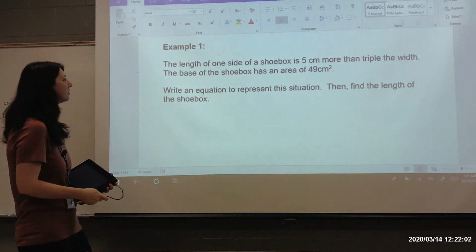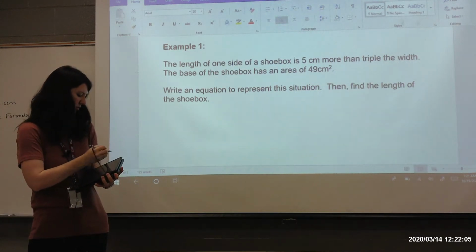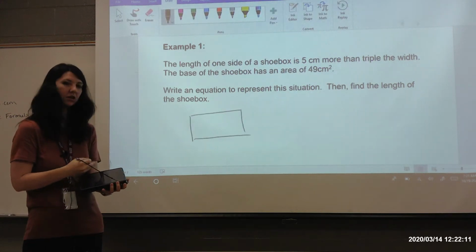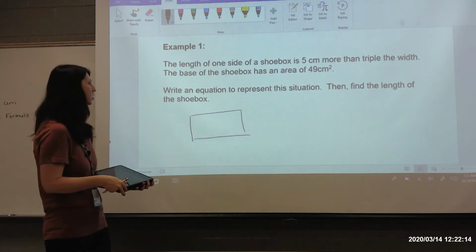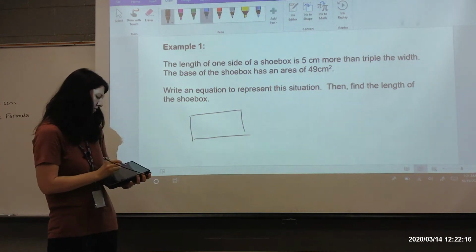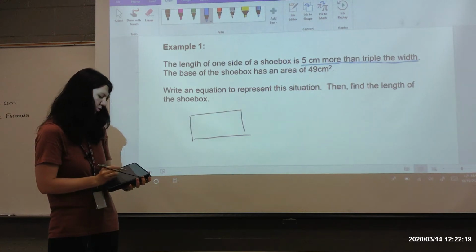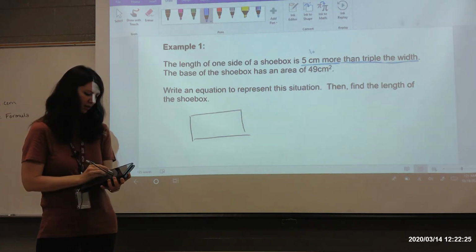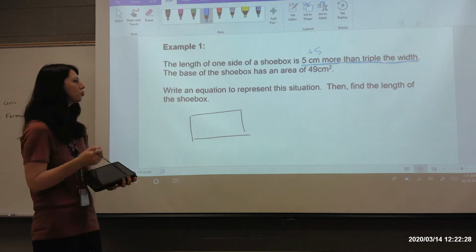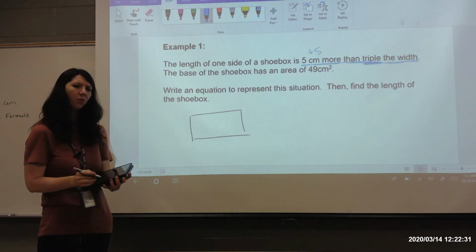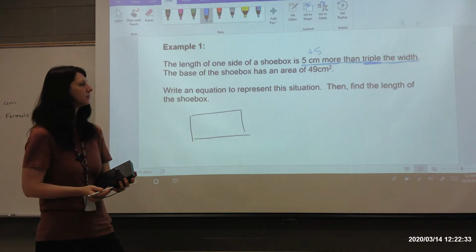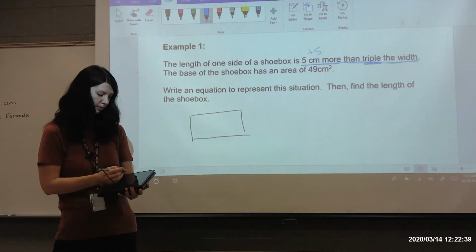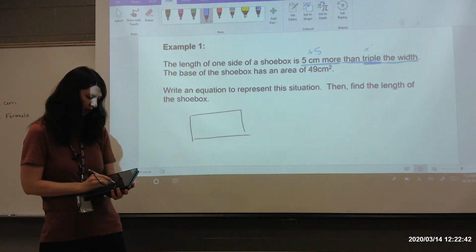So the length of one side of a shoebox, okay? So what I like to do on these problems is to draw a picture. So I'm going to draw a box. All right, we're only talking about length and width, so it doesn't need to be 3-dimensional. So shoebox, 5 centimeters more than triple the width. Well, 5 centimeters more, that's the same mathematically as plus 5, okay? Triple the width, triple. What is that the same mathematically? Now, if we talk about double, we're talking about times 2. Triple is times 3, so that's being multiplied by 3.